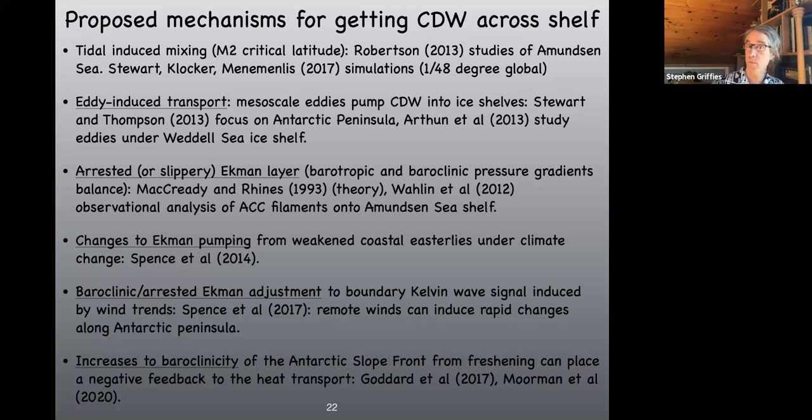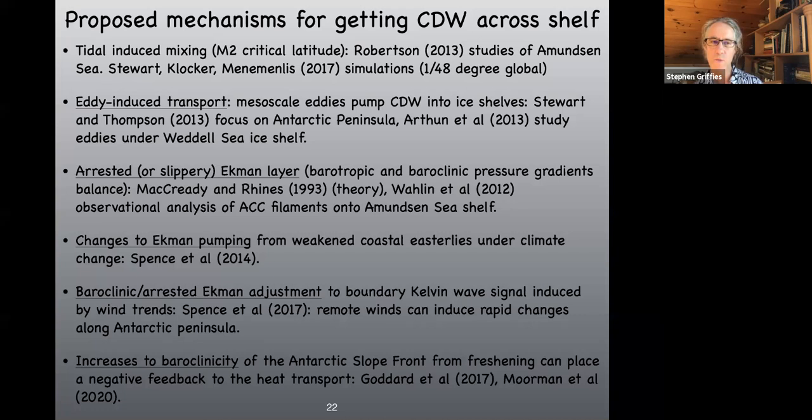And actually there's a paper that I was part of that I'm not going to talk about too much by Bronselaer et al., in which in a coarse resolution climate model, we see that mechanism, the eddy effect along isopycnals, can be an important mechanism for moving warmth from the deeper ocean toward the continental shelf.